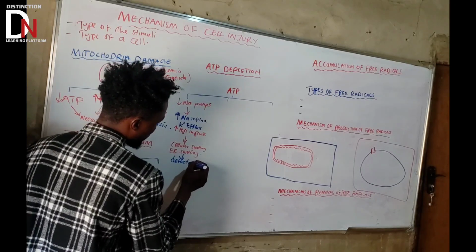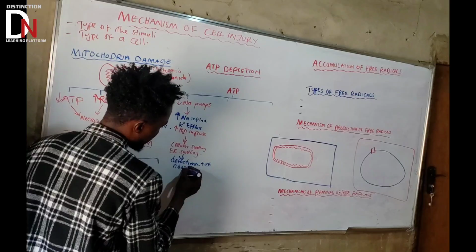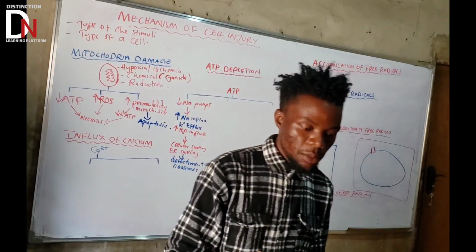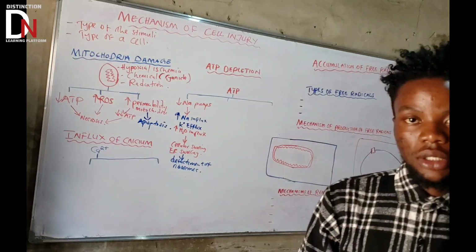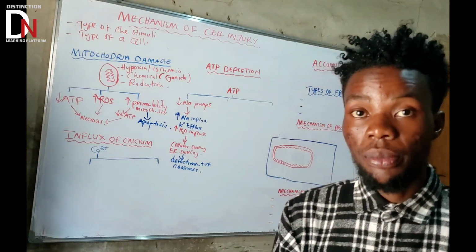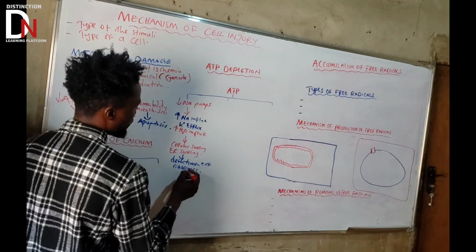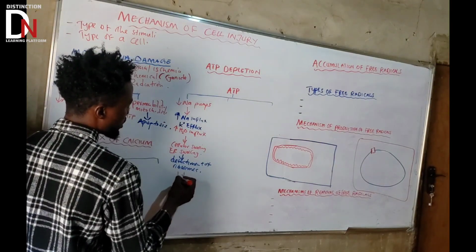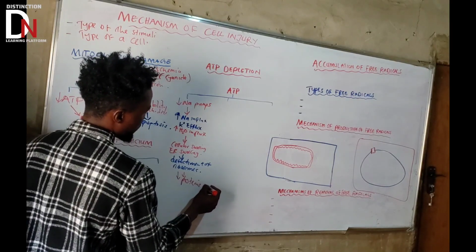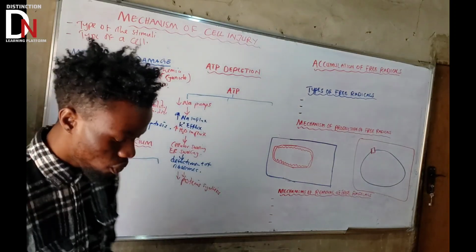Detachment of what? Ribosomes. Okay, now that detachment of ribosomes, remember that ribosomes are important in protein synthesis. Basically, it will lead to a decrease in protein synthesis. So the last important thing is that it will lead to a decrease in protein synthesis. That's a very, very important point to understand.